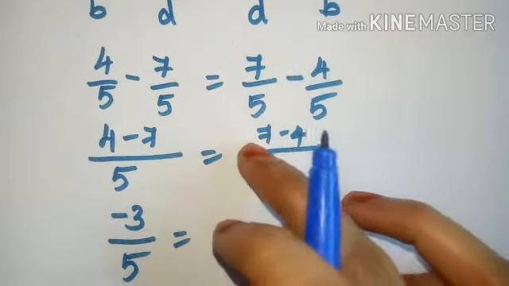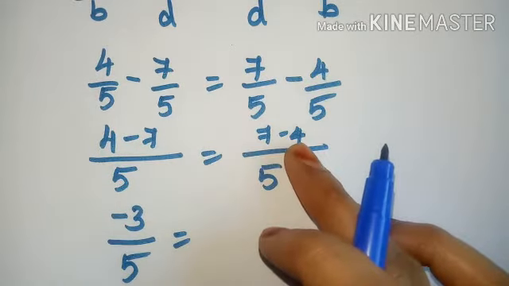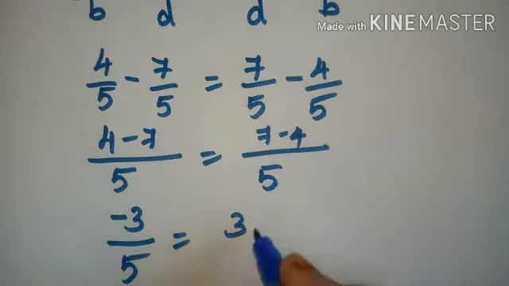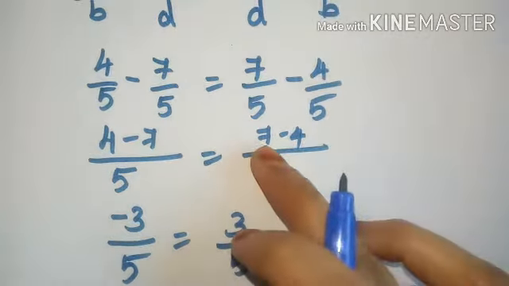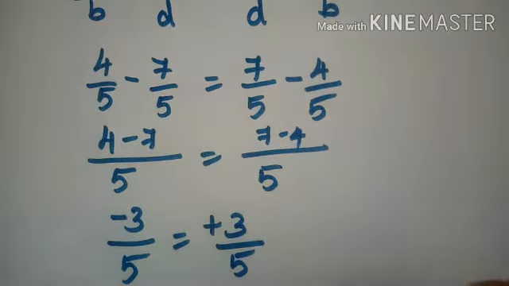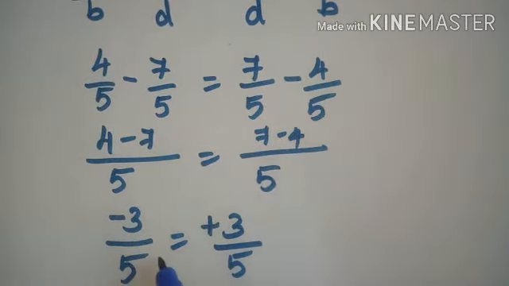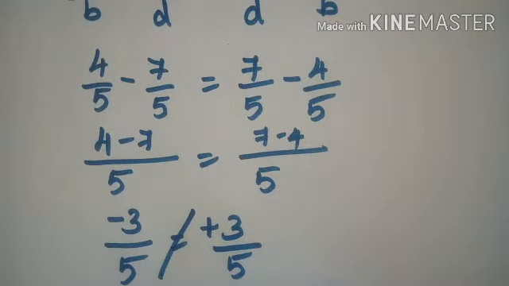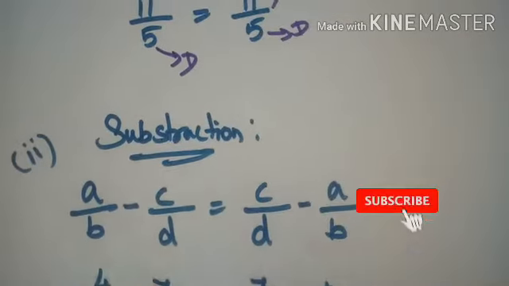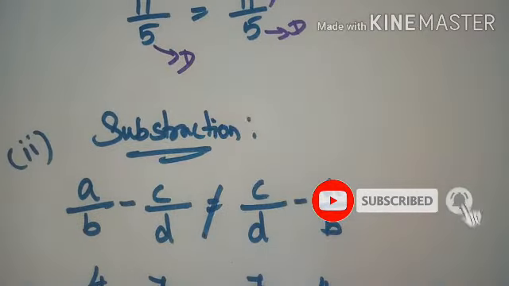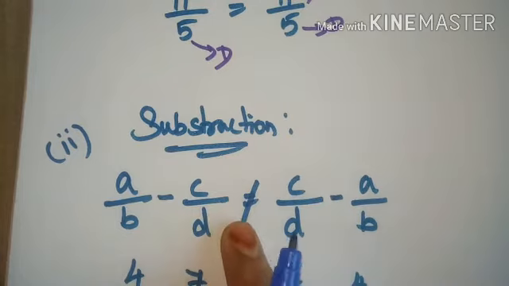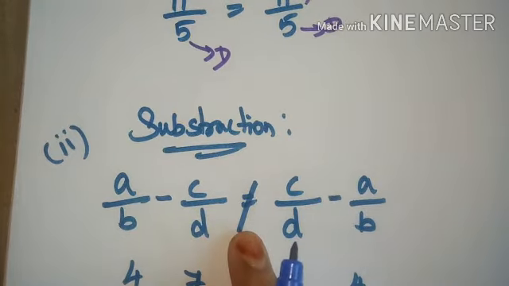Here it is 7 minus 4. In this format we have to subtract. 7 minus 4 gives 3 by 5, and the greater number's symbol is plus. So plus 3 by 5. Check whether both are equal. No, because minus 3 by 5 is not equal to plus 3 by 5. That is not an equal term. So in subtraction, rational numbers do not satisfy the property, because LHS is not equal to RHS. I hope you all understand the session.